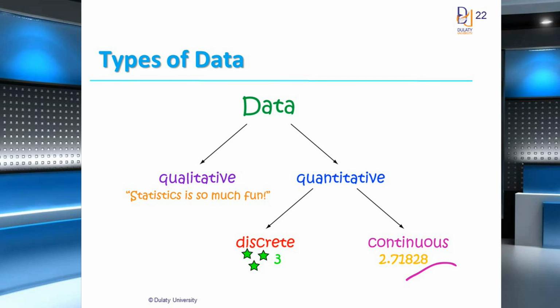A number can be qualitative too. If I tell you my favorite number is 5, that is qualitative data because it describes, not the result of a measurement or mathematical calculation.